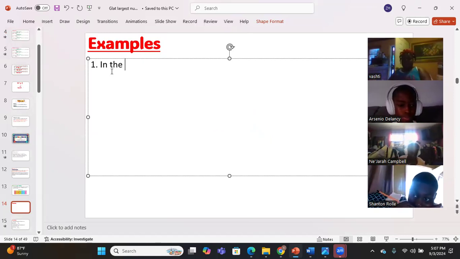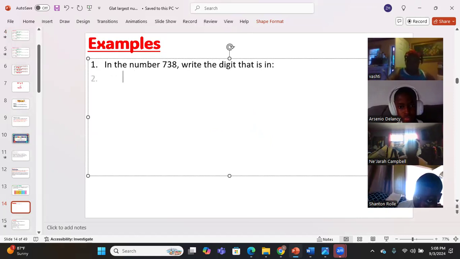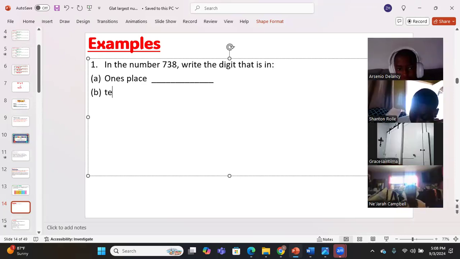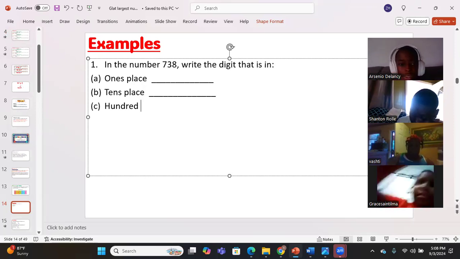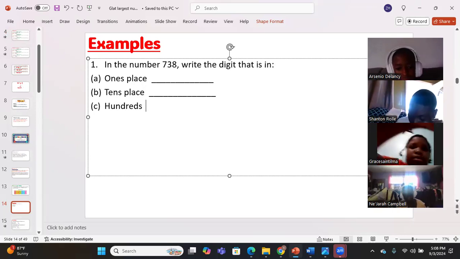So question number 1 says, in the number 738, write the digit that is in the ones place. Write the digit that is in the tens place. Yes, Arsenio? Write it now. Write it down now, don't wait till it's finished. Hundreds place.